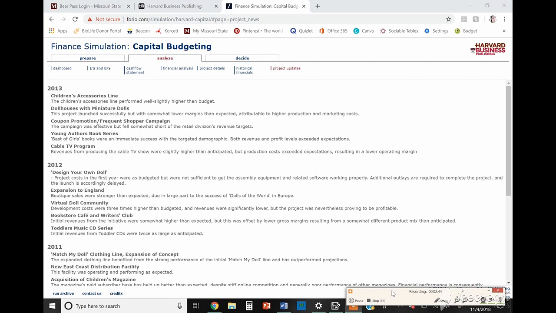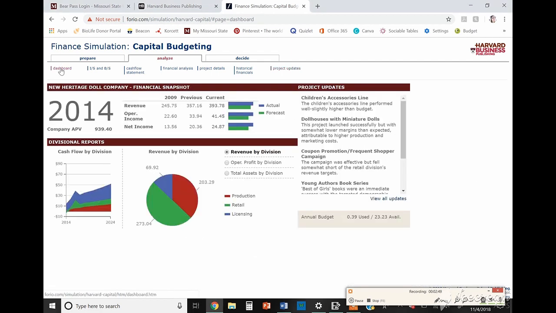So that was how I did my simulation and how I ended up with the overall APV of 939. It was, again, simply focusing on that terminal value, which would increase my internal rate of return, which affected my debt. So I had low debt and high value, and that's how I got this high APV. So that's how I did it.